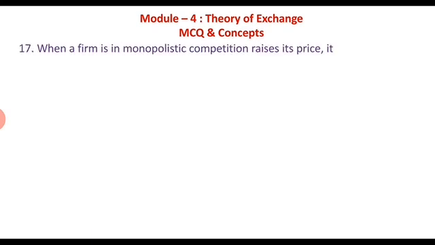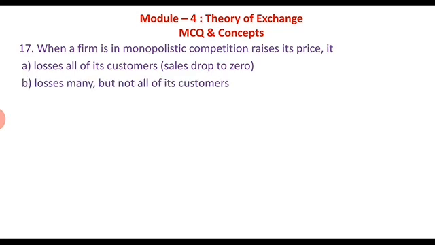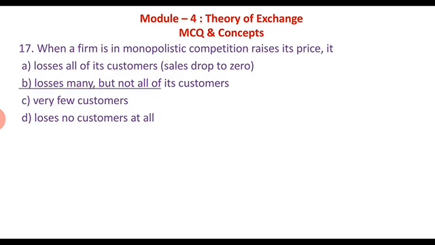17th question. When a firm in monopolistic competition raises its price, it A. Loses all its consumers, sales drop to zero. B. Loses many but not all of its consumers. C. Loses very few consumers. D. Loses no consumers at all. Answer is loses many but not all of its consumers.